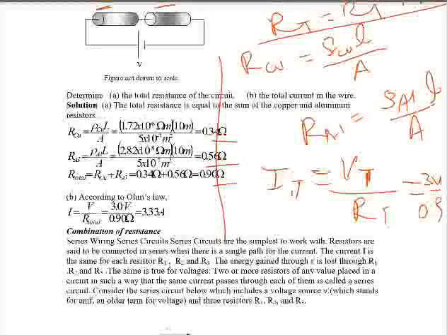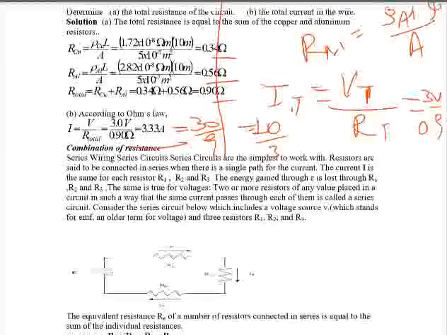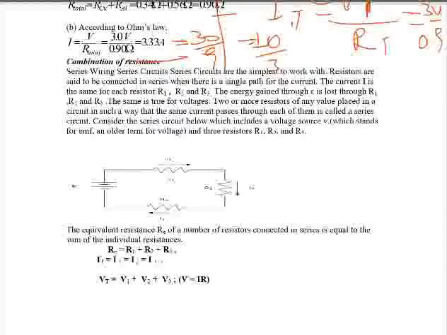This one becomes around 3.33. Multiplying by 10, 30 over 9, and dividing by 3, 10 over 3 is 3.33. This is the total current throughout the circuit.